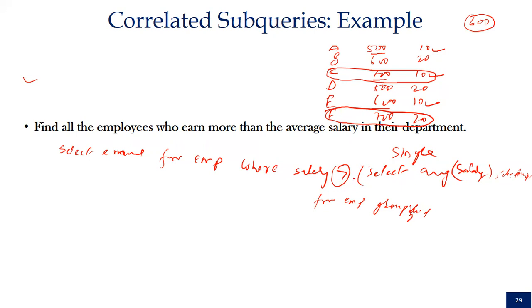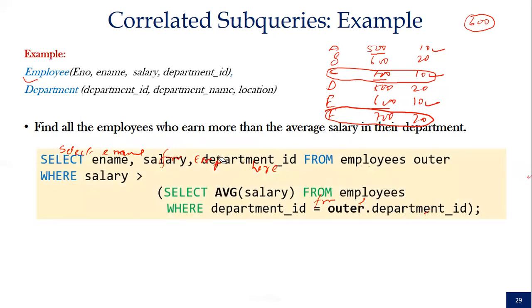Is that okay? So you can use a correlated subquery for doing that task. A correlated subquery will select one tuple from the outer query and then execute the subquery for that tuple. Here you can see I have written employee name, salary and department ID from employees as the outer query.